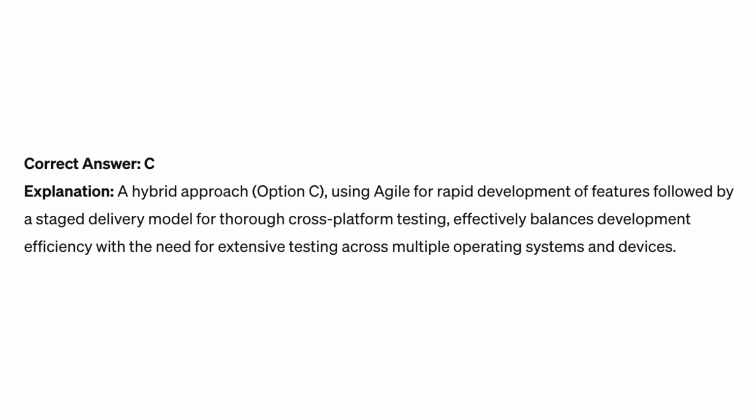Correct answer C. Explanation: a hybrid approach. Option C, using Agile for rapid development of features, followed by a staged delivery model for thorough cross-platform testing, effectively balances development efficiency with the need for extensive testing across multiple operating systems and devices.